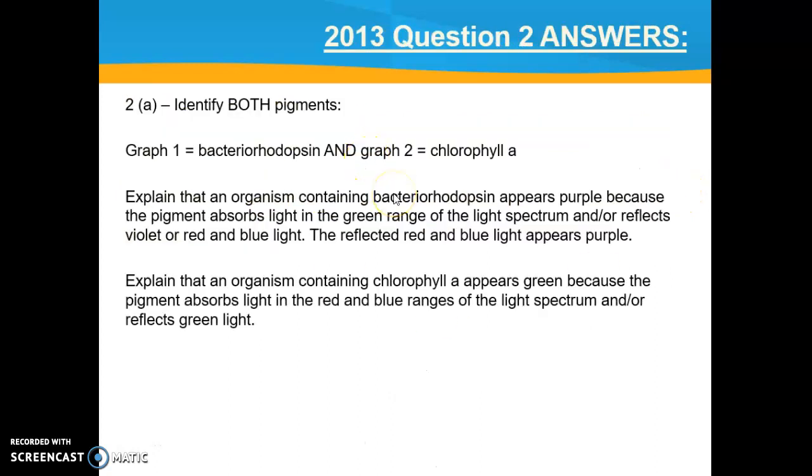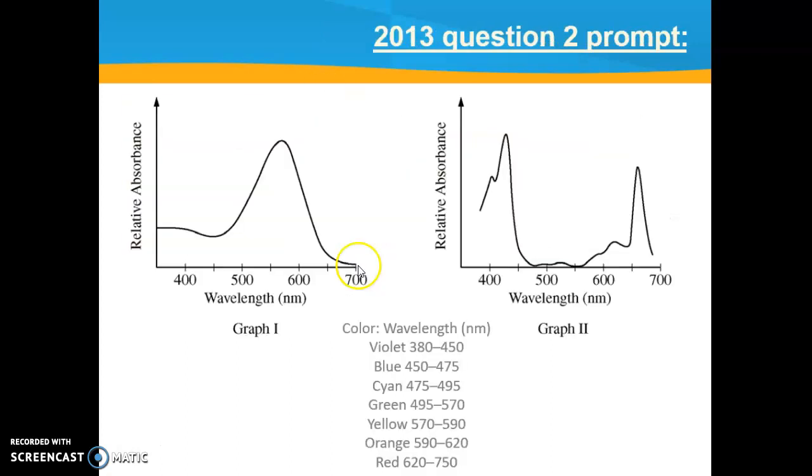Okay, so here is our answer key for this. Graph 1 is bacteriorhodopsin and graph 2 is chlorophyll. And here's our big hints. Because this showed that a lot of the yellowish greenish light was being absorbed and not reflected, we know that that's bacteriorhodopsin.